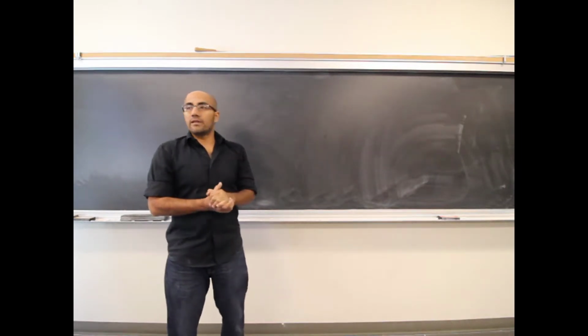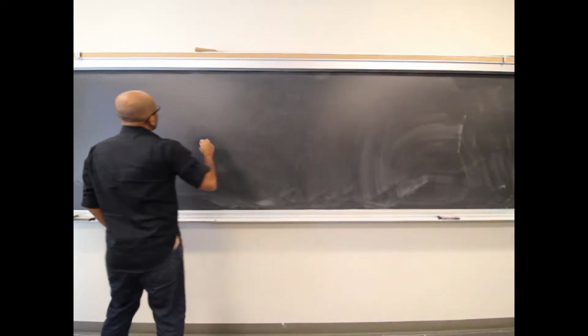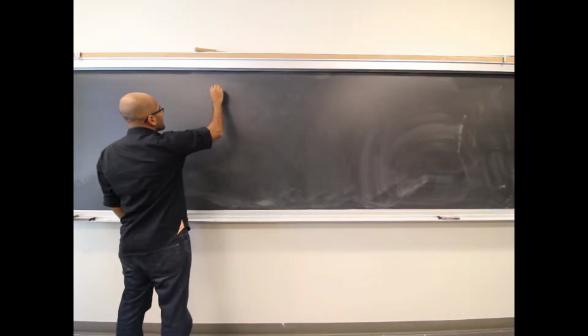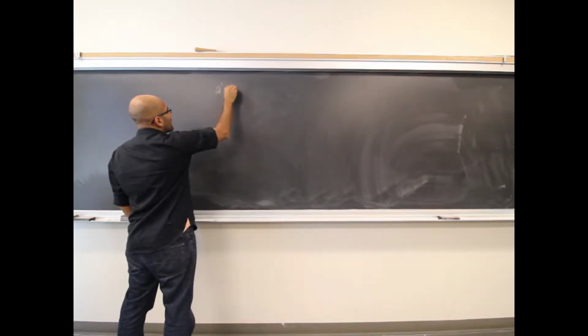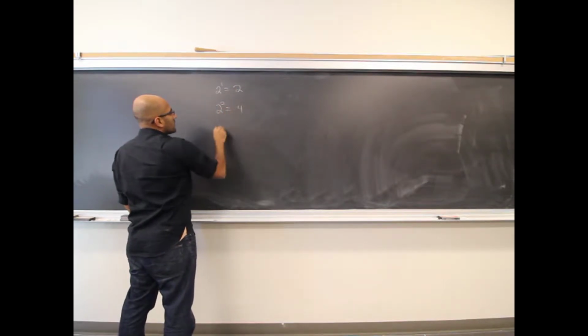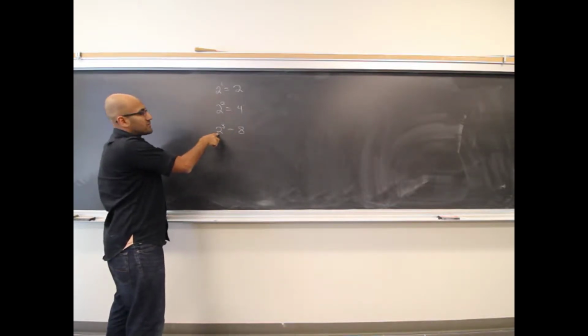Now we're going to add to it a little bit more by thinking about the following. So let's look at a table of powers. Let's say I have 2 to the power of 1, that's just 2. 2 to the power of 2, that's just going to be 4. 2 to the power of 3, well that's just going to be 8. Okay, 2 times 2 times 2, that's 3 of them.